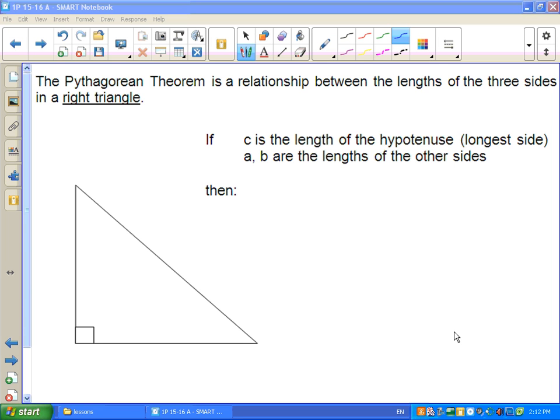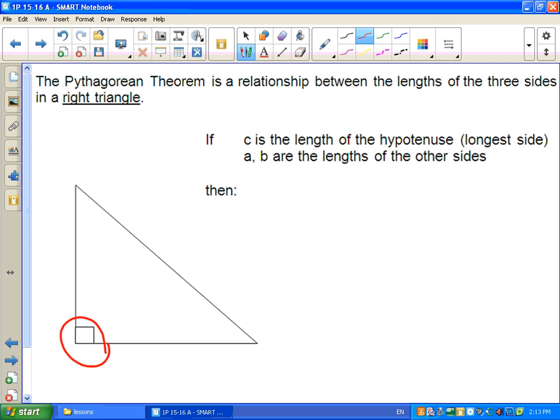So what is the Pythagorean theorem here? What we've got up at the top is it says the Pythagorean theorem is a relationship between the lengths of the three sides of a right triangle. And I've underlined right triangle because this only works for right triangles. So I've got a big picture of a triangle here, which is a right triangle. How do I know that this is a right triangle?